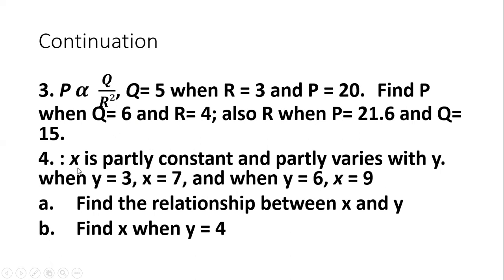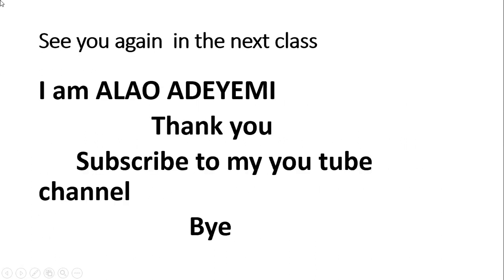Then question 4. x is partly constant and partly varies as y. When y is 3, x is 7, and when y is 6, x is 9. A, find the relationship between x and y. B, find x when y is 4.